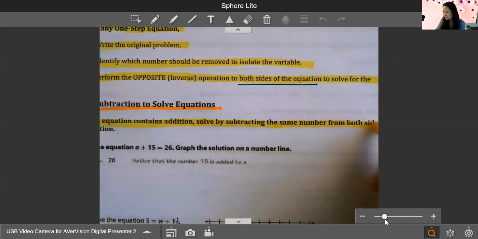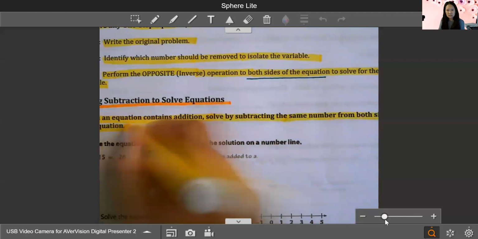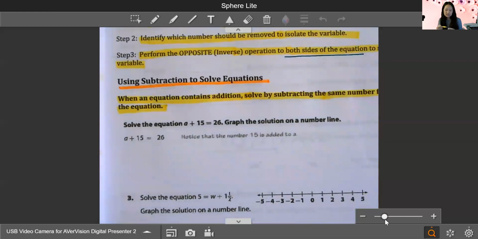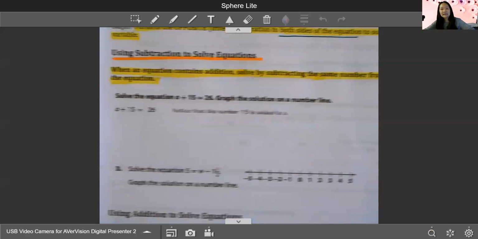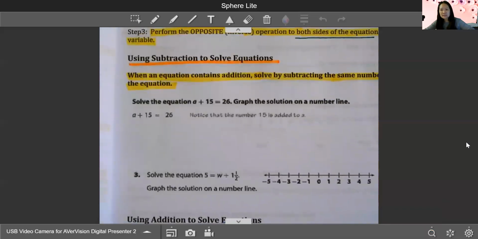Subtract the same number from both sides of the equation. Okay, I know that this doesn't really make sense when you just hear it verbally, but when I show you an example, hopefully it's going to make perfect sense. Okay, so let's go ahead and start this problem.